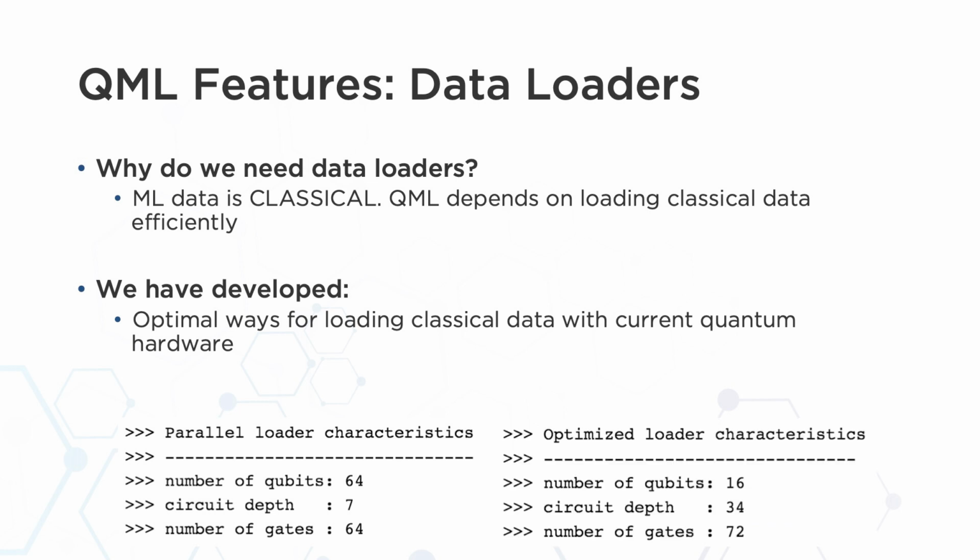We can do more than that. We can actually find the optimal trade-offs between the number of qubits that one can use and the number of gates and depth of the circuit that one will use. So we can decrease a lot the number of qubits, and we can again load 64-dimensional data using only 16 qubits when we increase slightly the total number of gates to 72 from 64 and the circuit depth to 34.